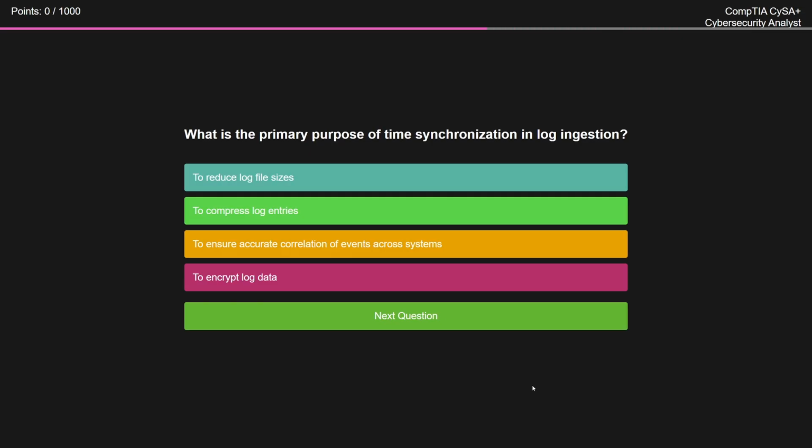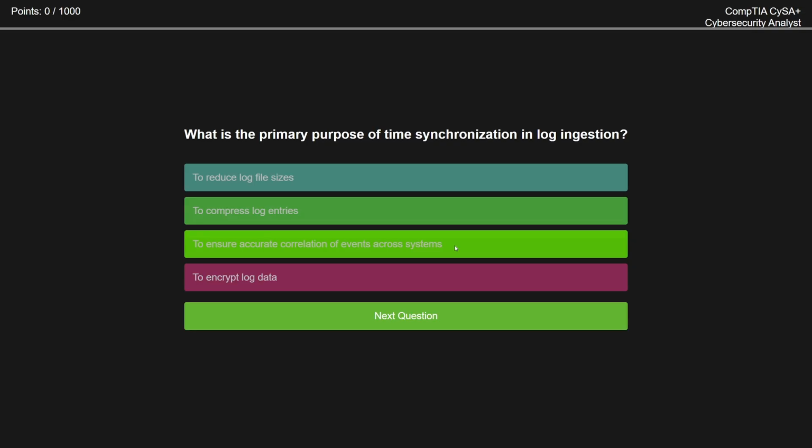So we have: to reduce log file sizes, to compress log entries, to ensure accurate correlation of events across systems, or to encrypt log data. I think it would be this one because of the main thing for time synchronization. Okay, yeah, 30 seconds was up, so the one in the brighter green is the right one: to ensure accurate correlation of events across systems.